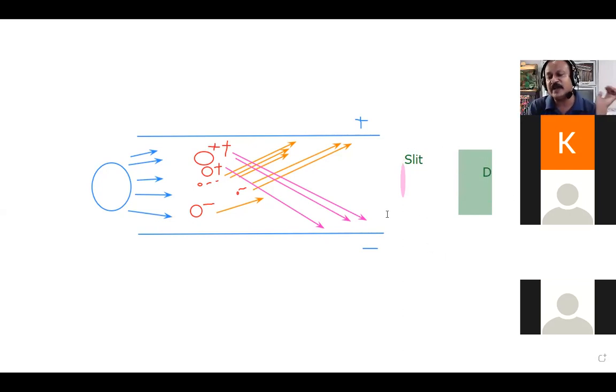Now what I can do is vary the voltage, and because of that, the kinetic energy of the ions will be varied. I can adjust the velocity of each different type of ion by varying the voltage, or by varying the electric field. If I want, for example, this type of ion to come out from the entrance slit, I think this ion will come out first because it has double positive charges.